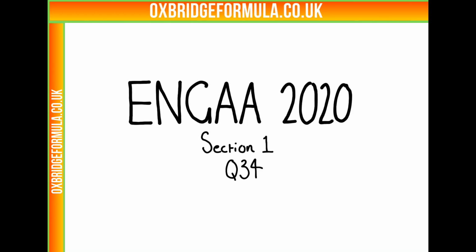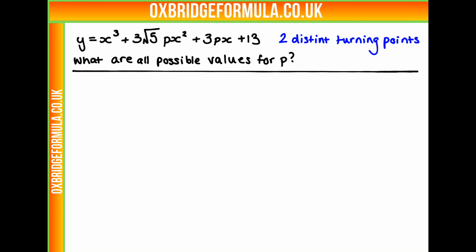In this video, we're looking at ENGAA 2020, Section 1, Question 34. So, we have an equation here, y equals x cubed plus 3 root 5 px squared plus 3px plus 13. And we're told that it has two distinct turning points. And we're asked what are all possible values for p. So, where shall we start?